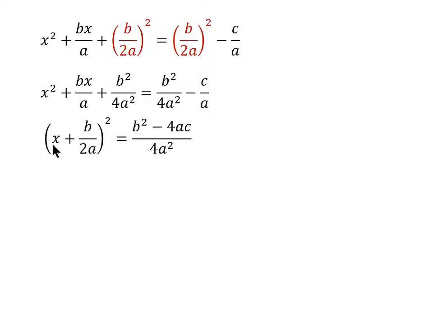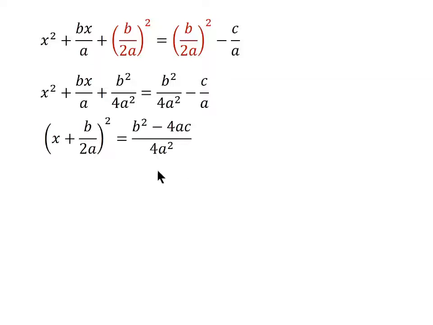because when you multiply x plus b over 2a and x plus b over 2a, the result is x squared plus bx over a plus b squared over 4a squared, is equal to b squared over 4a squared minus c over a. Because we're going to find the LCD of 4a squared and a, the LCD would be 4a squared. 4a squared divided by 4a squared is 1. 1 times b squared equals b squared. Minus 4a squared divided by a is 4a, times c, 4ac.